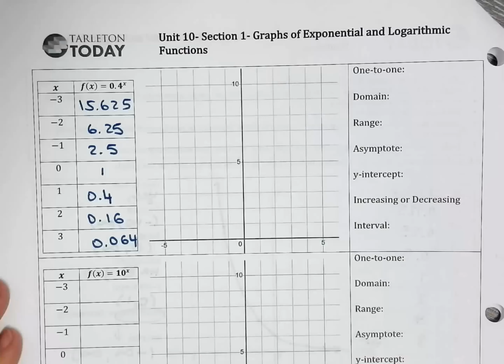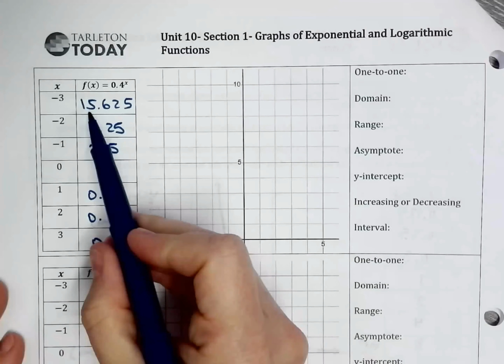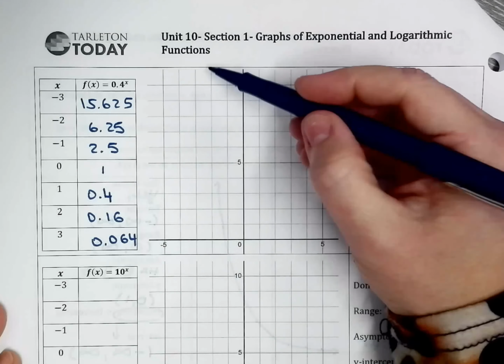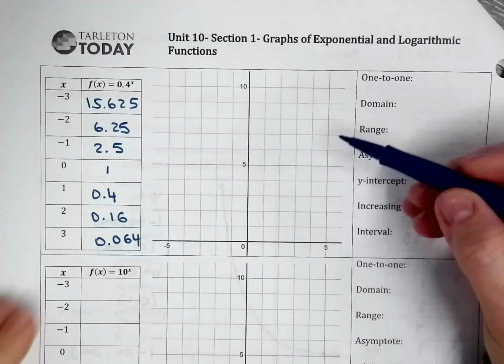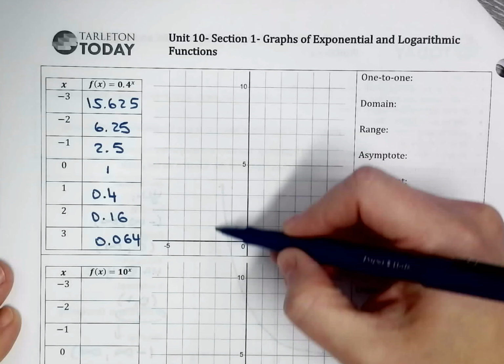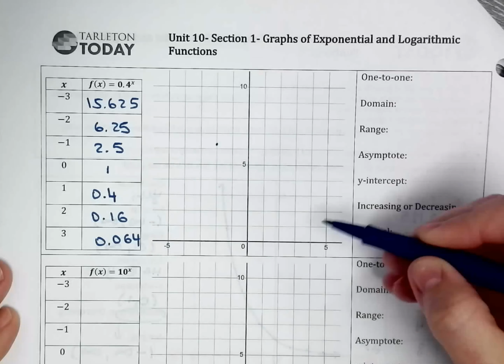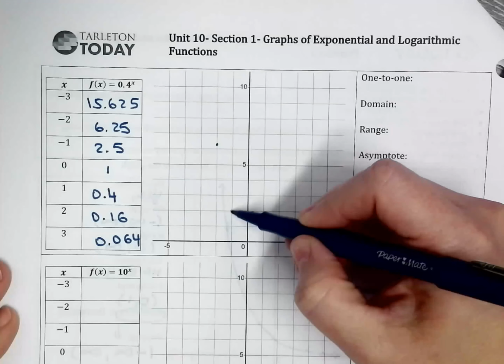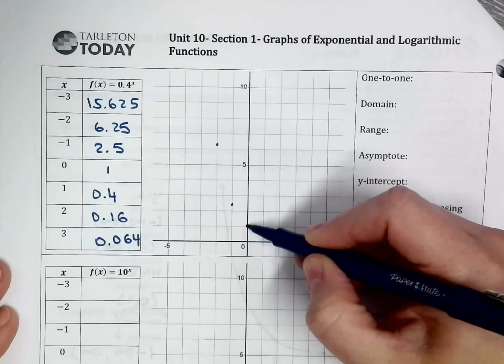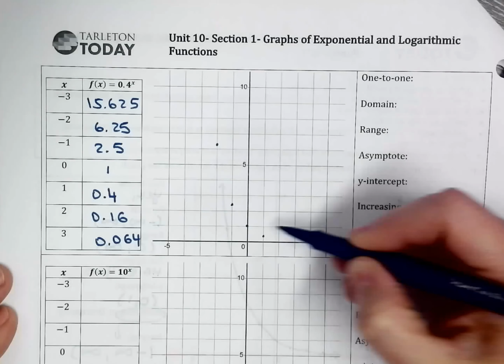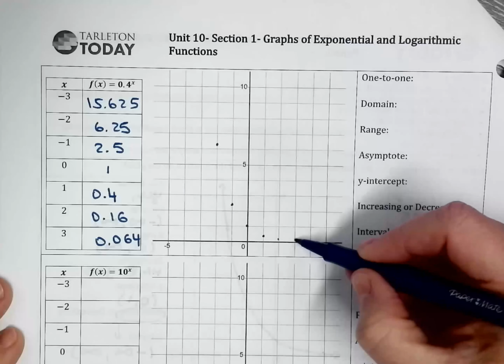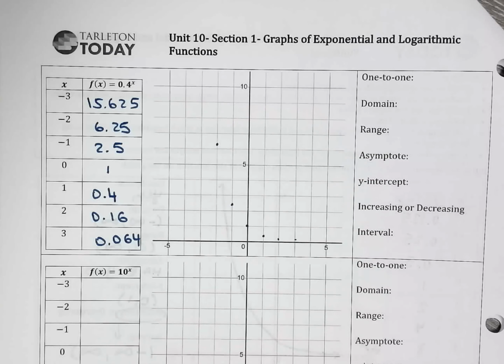Now, I know I can't plot 15 right there. I just know it's all the way up on the graph somewhere. So negative 2 is going to be at 6.25, negative 1 at 2.5, 0, 1, about 0.4 right there, and then it's clearly approaching 0.